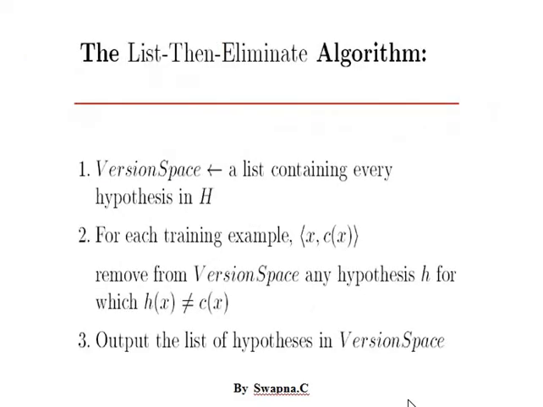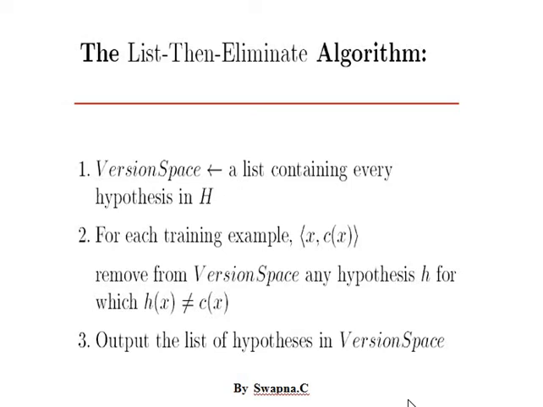To get the version space, which contains the subset of hypotheses, we follow one algorithm. That algorithm is called the List-Then-Eliminate algorithm. For this algorithm, there are 3 steps. The first step is to get the version space, the subset list. First, it considers the list containing every hypothesis present in the capital H. Already we know capital H is the set of hypotheses. In this first step, we include all the hypotheses which are present in capital H.